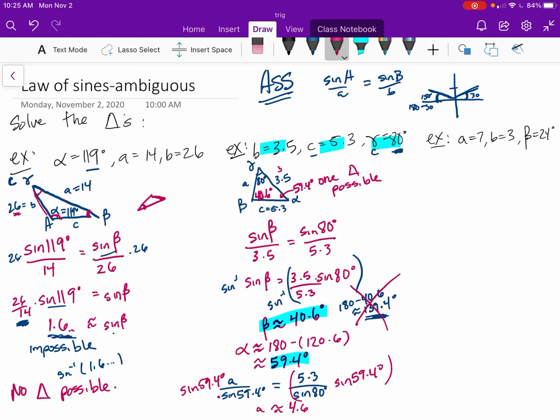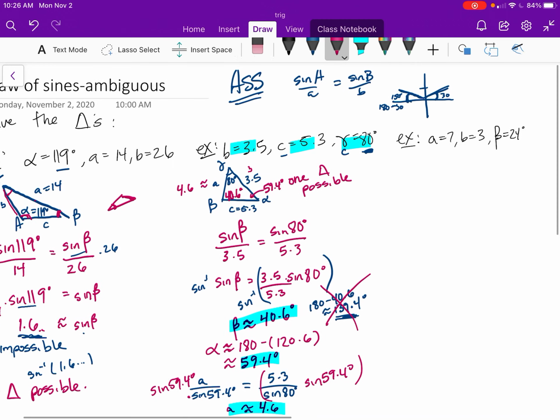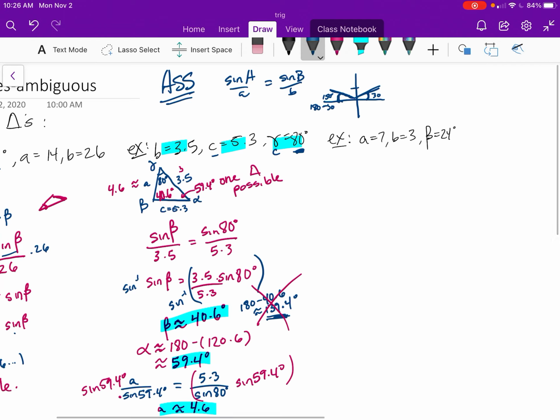Well, the first one, there was no triangle possible. Second one, one triangle possible, and we got all 3 pieces of missing information. And so therefore the third one, odds are we're going to get 2. So let's check that out. I'm going to slide this over just a tad, and I'm going to draw this one like this so I could demonstrate how 2 could be possible.